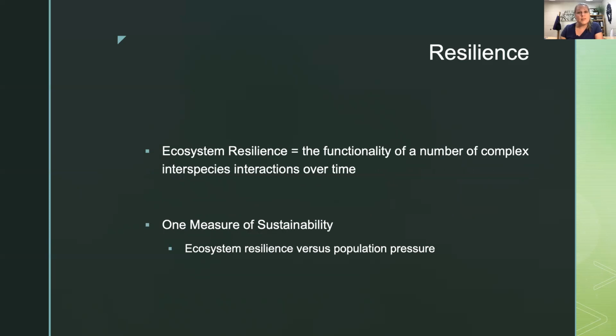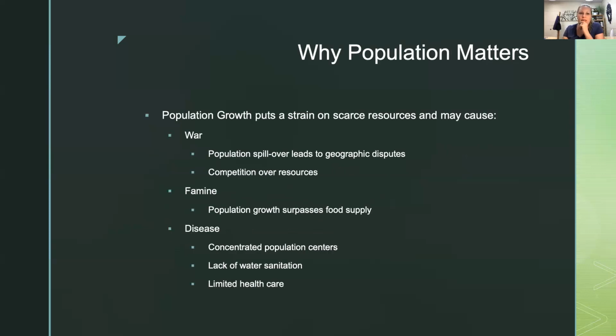In general, the Earth is fairly resilient. We have a term that we call ecosystem resilience, and this is essentially the functionality of those complex interdependent systems to survive over time. This is one measure of sustainability, essentially looking at ecosystem resilience against the balancing force of the pressure from population growth. Population growth eventually always will put a strain on scarce resources.